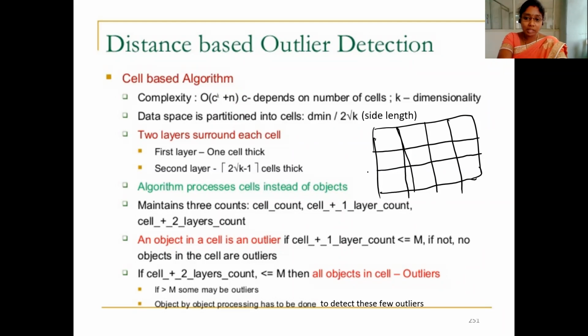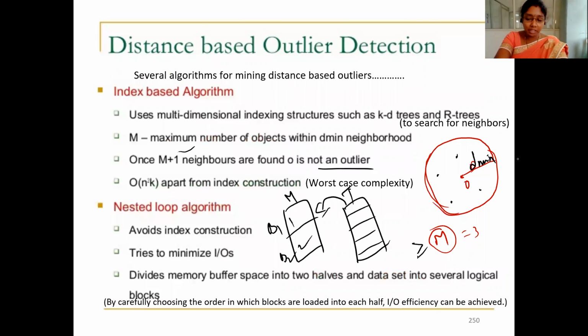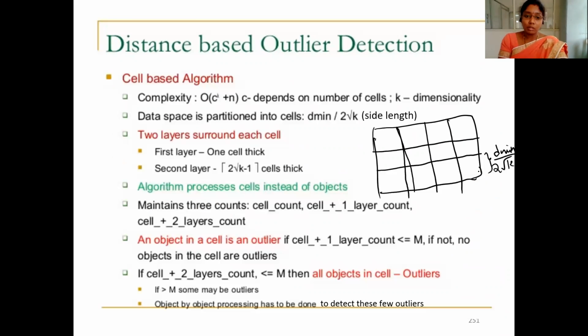where the side length of each cell is d min by 2 root k. What is d min? This distance we call d min. So the side length of each cell is d min by 2 root k. And next, each cell is surrounded with 2 layers.